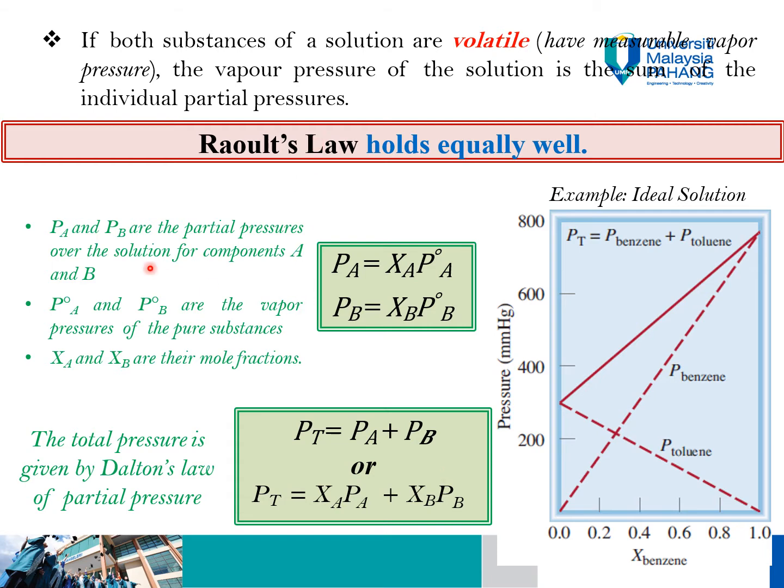So PA and PB are the partial pressures of the solution for components A and B, while PA naught and PB naught are the vapor pressures of the pure substances, and XA and XB are their mole fractions. So the total pressure PT is equal to PA plus PB, which is the partial pressure of component A plus the partial pressure of component B.